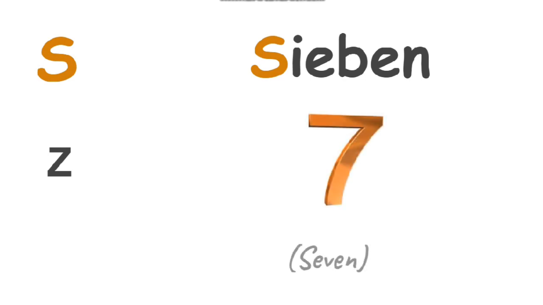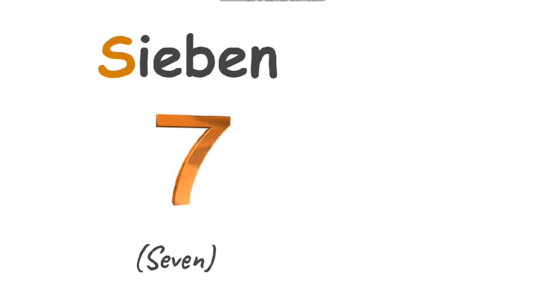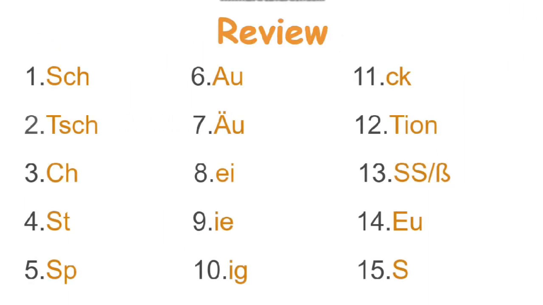Our last and 15th combination is S, which sounds as Z in the German language, like sieben, which means 7. Now let's review the combined list of all these combinations. I will read out loud all these combinations and you have to repeat after me.